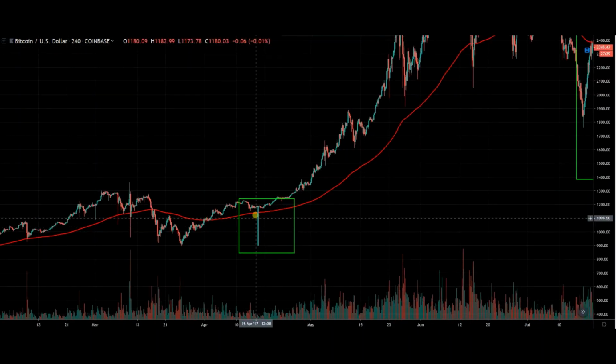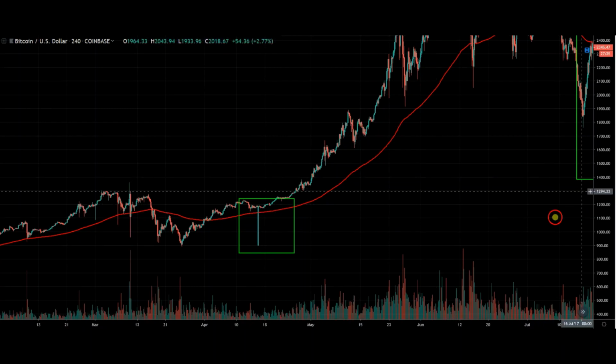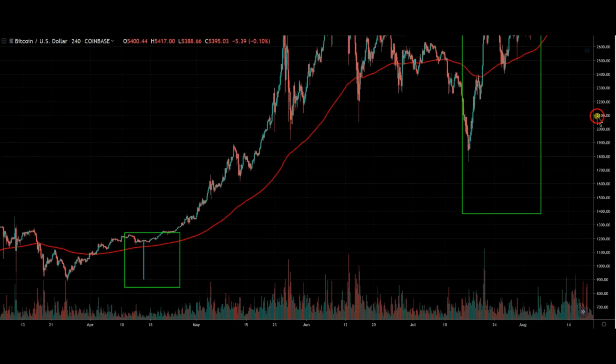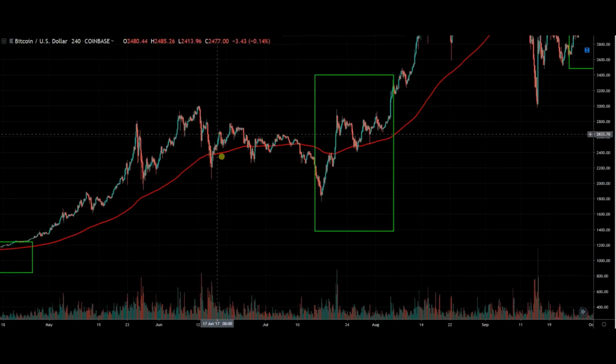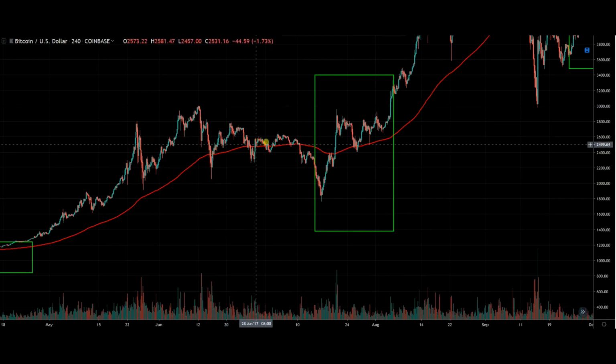But if you see price getting back above the moving average, you can go long with a stop below the moving average. Again, it's just a spike lower, spikes are no good.